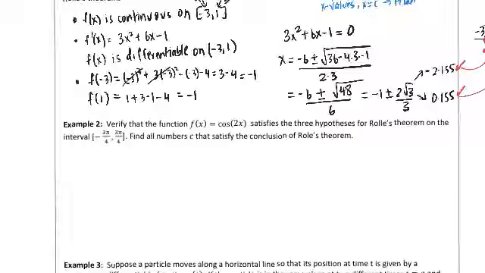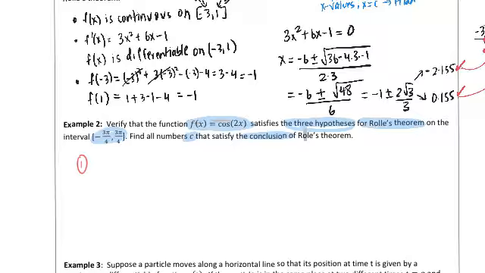Verify that the function f of x equals cosine of 2x satisfies the three hypotheses for Rolle's theorem on the interval from negative 3 pi over 4 to 3 pi over 4, and find all the numbers c that satisfy the conclusion of Rolle's theorem. So the hypotheses are that f of x has to be continuous.